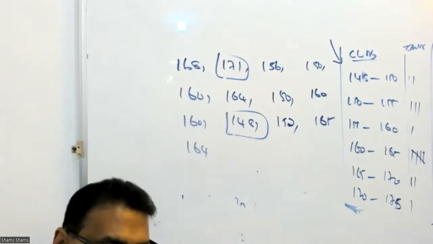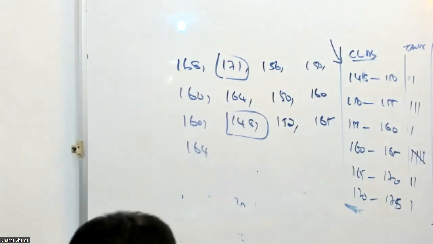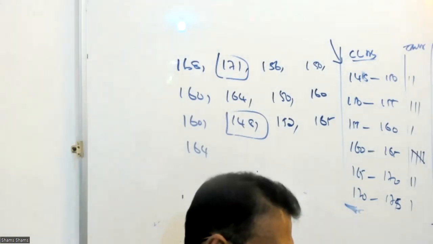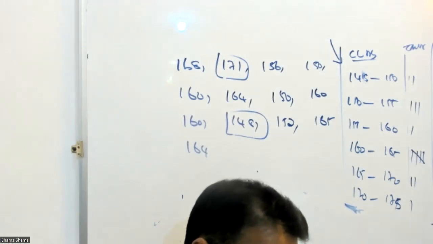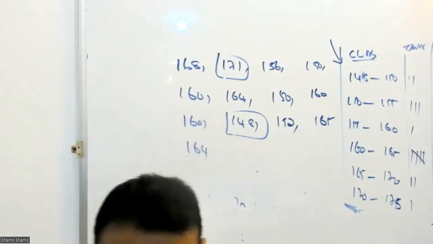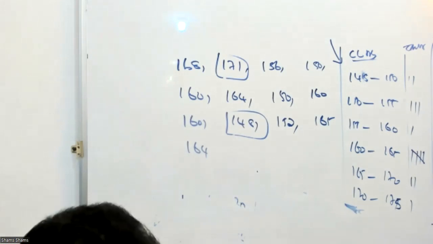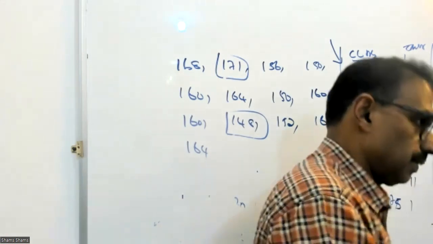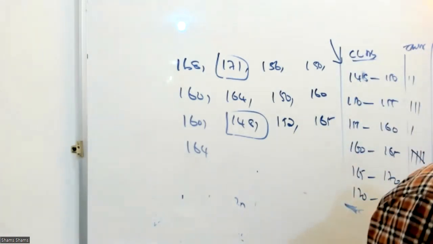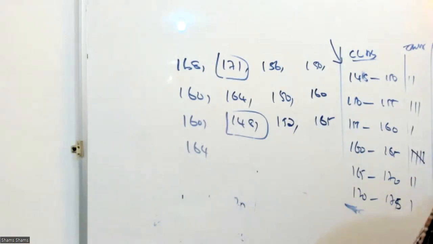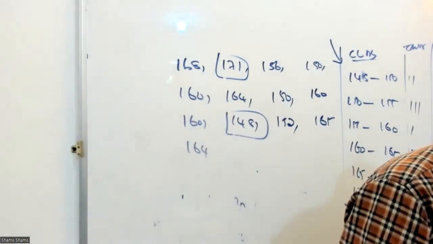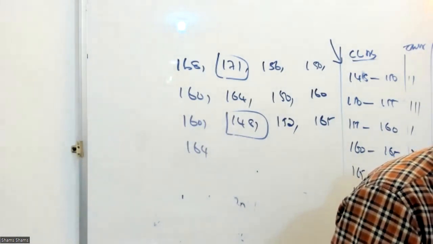For continuous classes, class size is upper limit minus lower limit. Do you have the reader? Upper limit minus lower limit. Then in inclusive classes, upper limit minus lower limit plus 1.